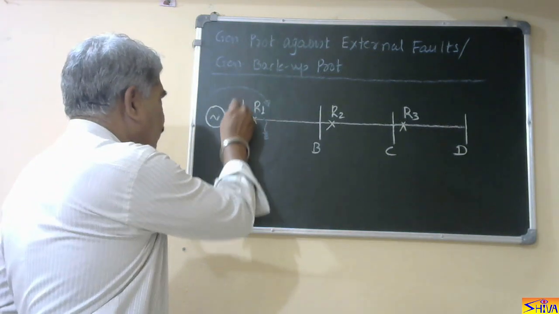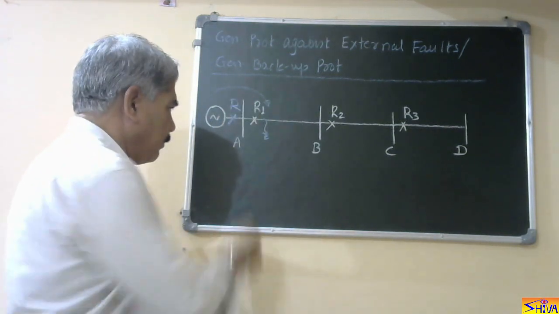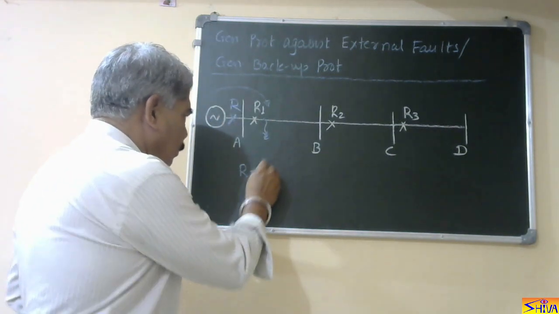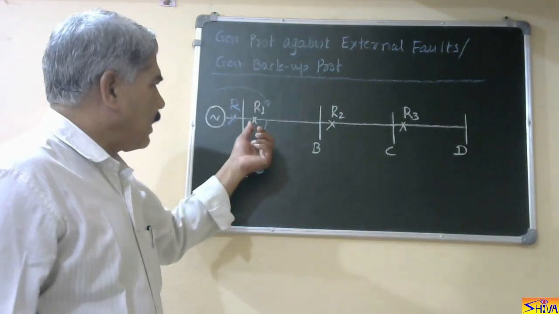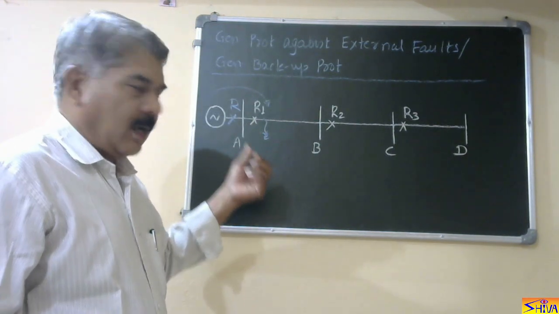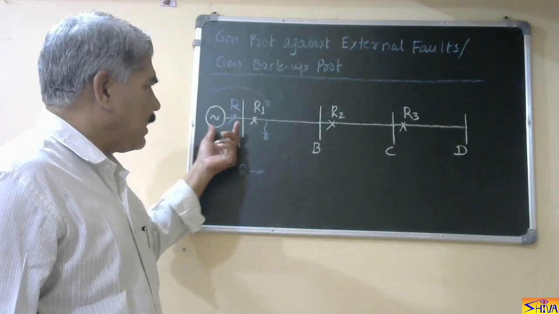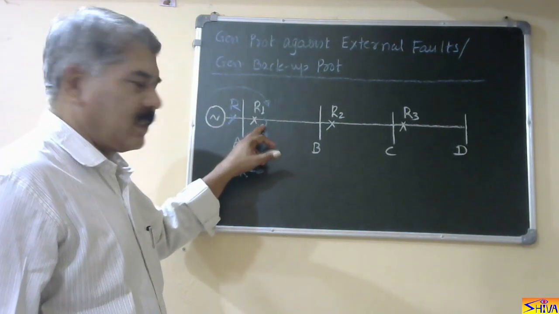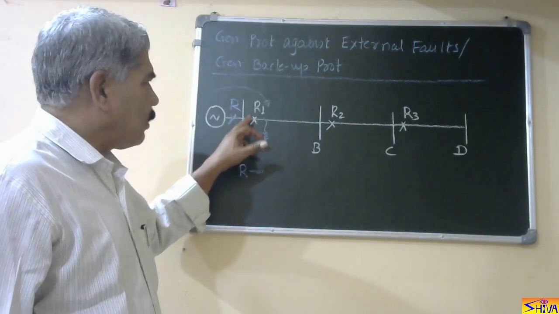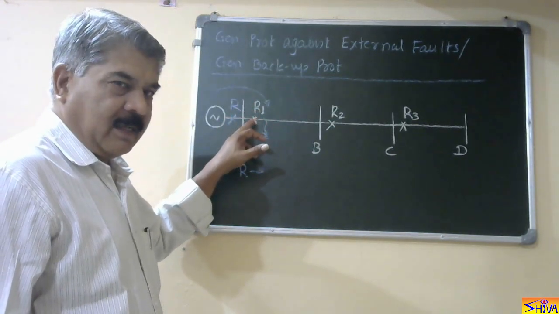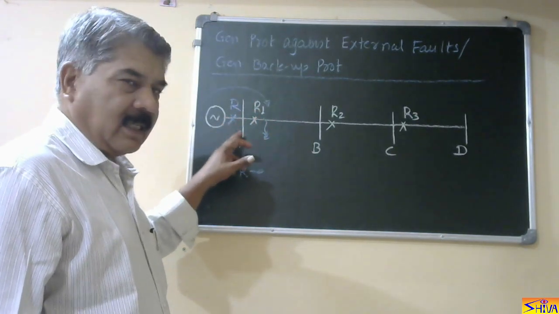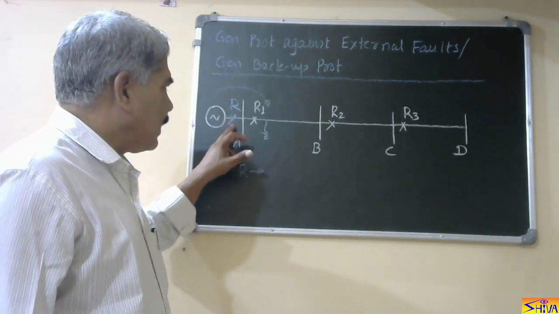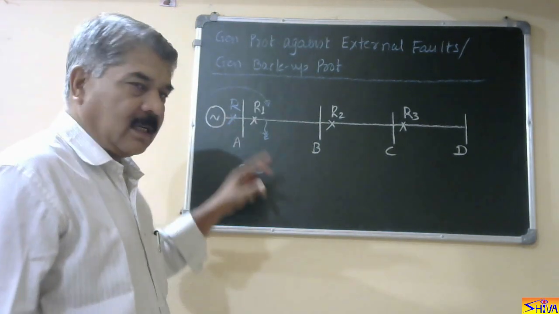Say at this point, say relay R. So what will be the purpose of R? It is providing backup protection to R1. At the same time, it is protecting the generator against external fault, because this fault is external to the generator, but it is not cleared by respective relay R1. Therefore, it will damage the generator. So, R is providing protection to the generator against external fault.